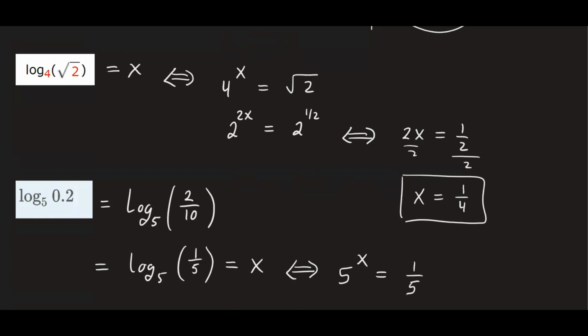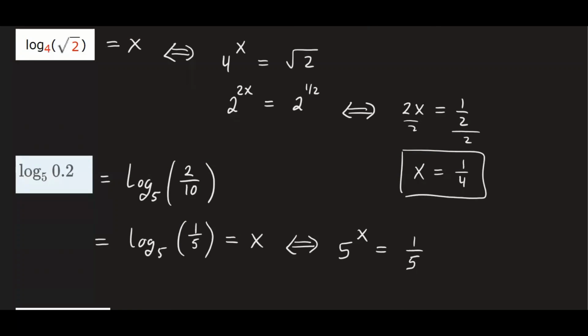Then by doing more algebraic work, let's rewrite the right-hand side. 1/5 can be written as 5 to the -1. And on the left side, we still have 5 to the x. So in order for this equation to be true, the exponents must be equal. So we have x is equal to -1. There you have the value for x. Now let's do another one.